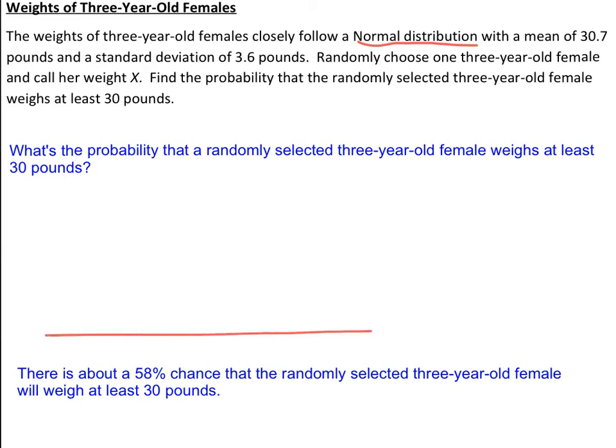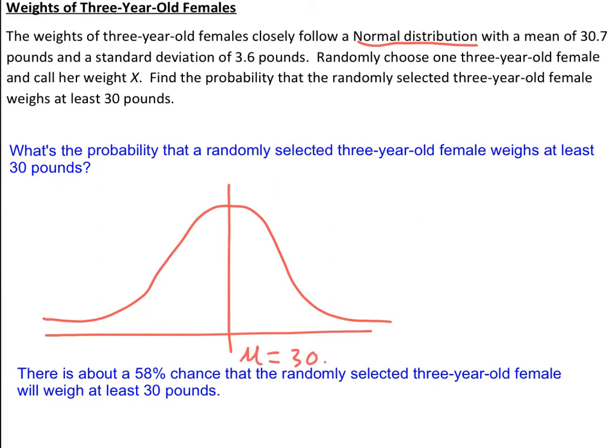This is a normal CDF. The distribution of weights of 3-year-old females is normal, centered at 30.7 pounds, with a standard deviation of 3.6. We're saying 30 pounds or more. So that would be all of these outcomes over here.